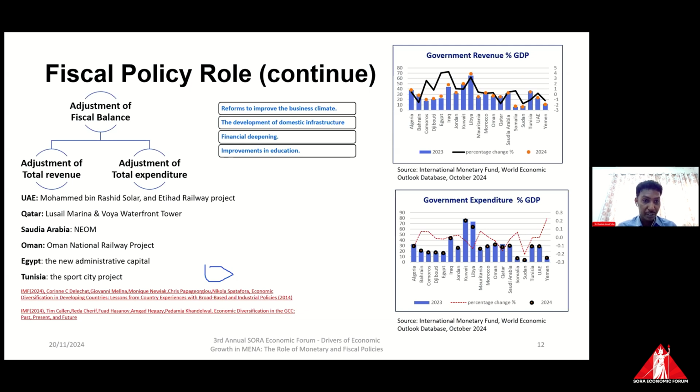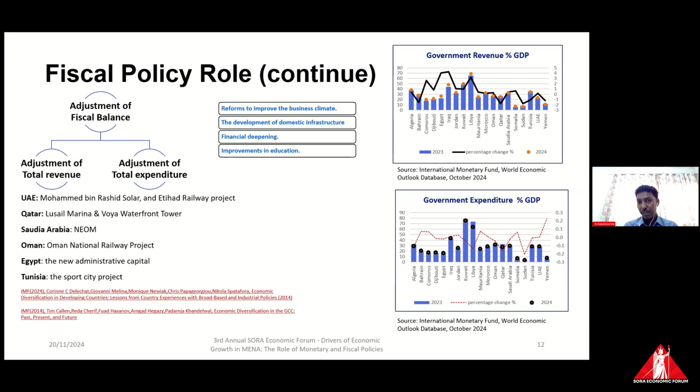So the question here remains, before I go to the buffer and how could a country build a buffer in order to protect itself from exogenous shocks, we have very important and very interesting papers here from the IMF talking about economic diversification in developing countries, and another one addressing the efforts of economic diversification by Arab countries, by GCC economies in 2020, in 2014.